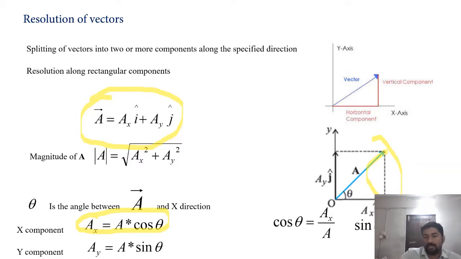a y divided by a. So this a y will be the same here, and this will be a y j. So a y divided by a gives sin theta. Then what is a y? Rearranging it, you will get a sin theta. So these two relations you have to remember: a x is equal to a cos theta and a y is equal to a sin theta. Okay.